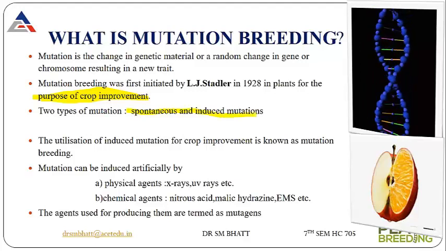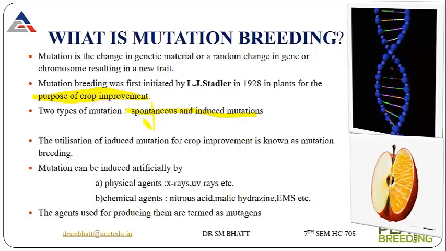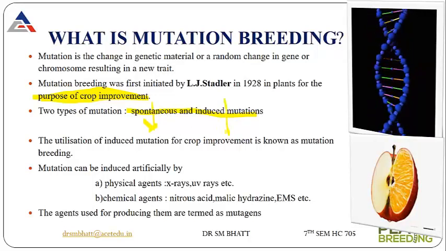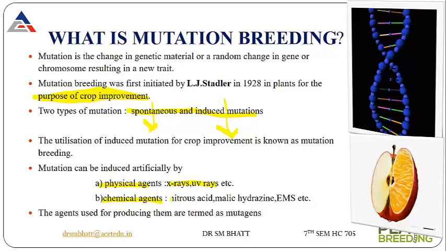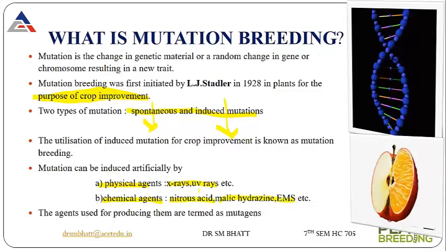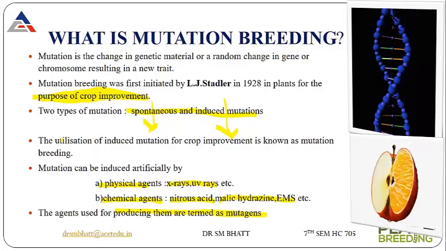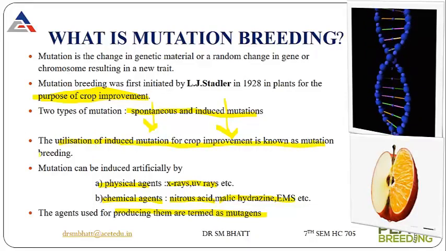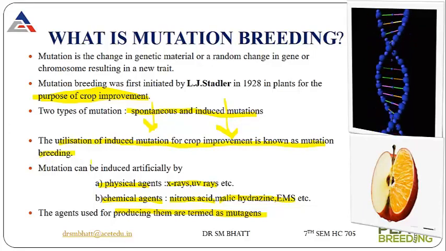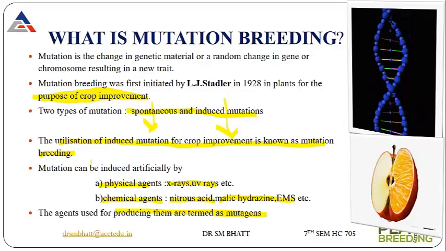There are two types of mutation: spontaneous and induced. Spontaneous means it happens suddenly, without any reason. Induced means you are targeting it, using certain agents like X-rays, UV rays, and chemical agents like nitrous acid, maleic hydrazide, and EMS. The agents used for producing mutations are termed mutagens. Utilization of induced mutation for crop improvement is known as mutation breeding. So you got the point: inducing a mutation in the crop is called mutation breeding.